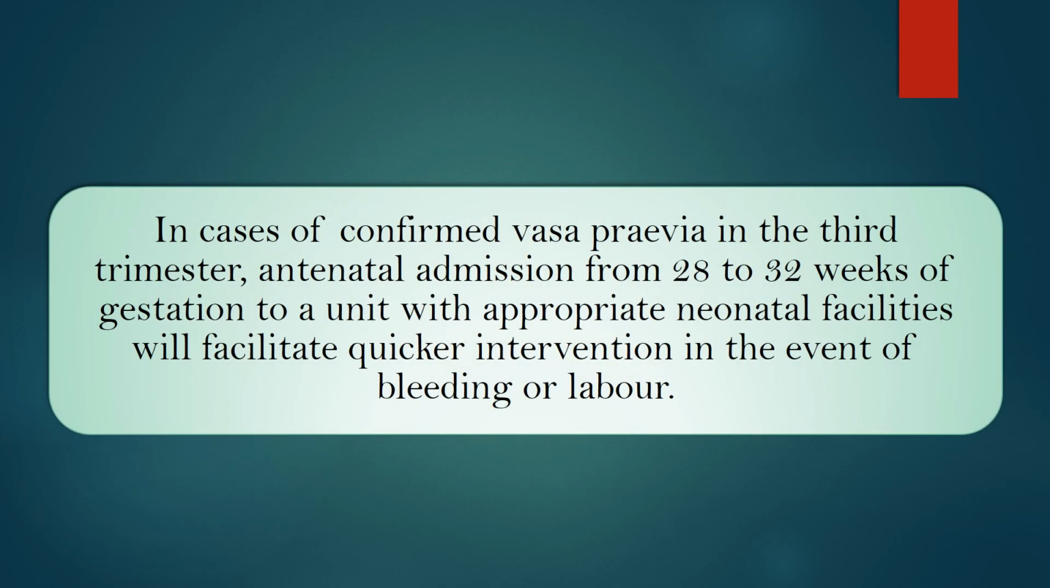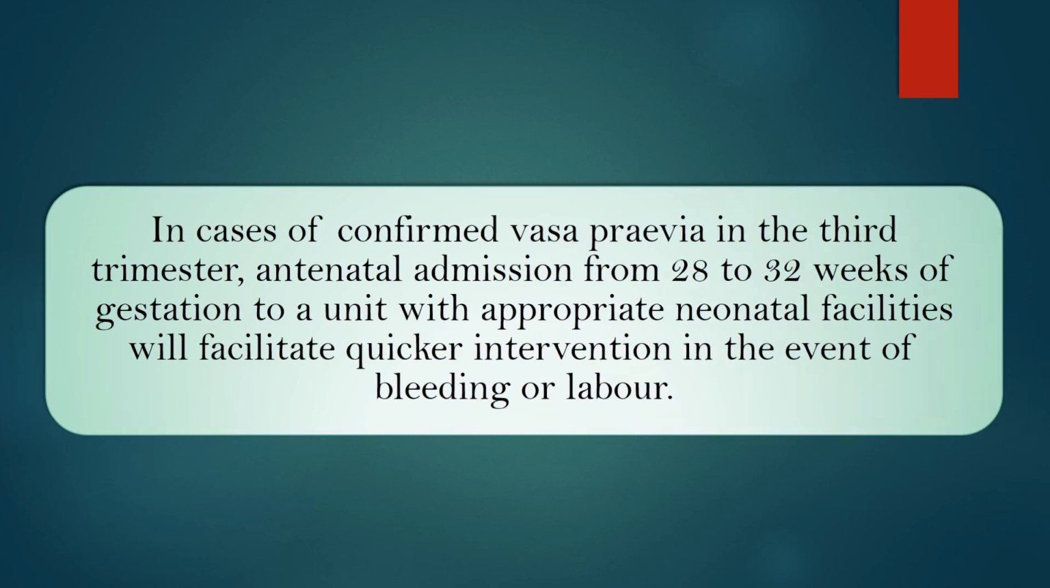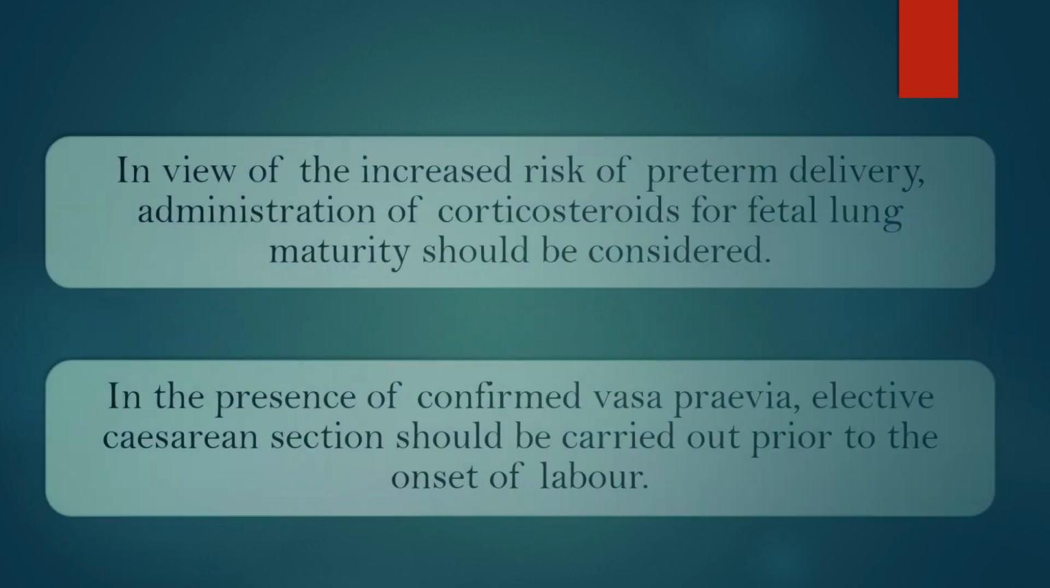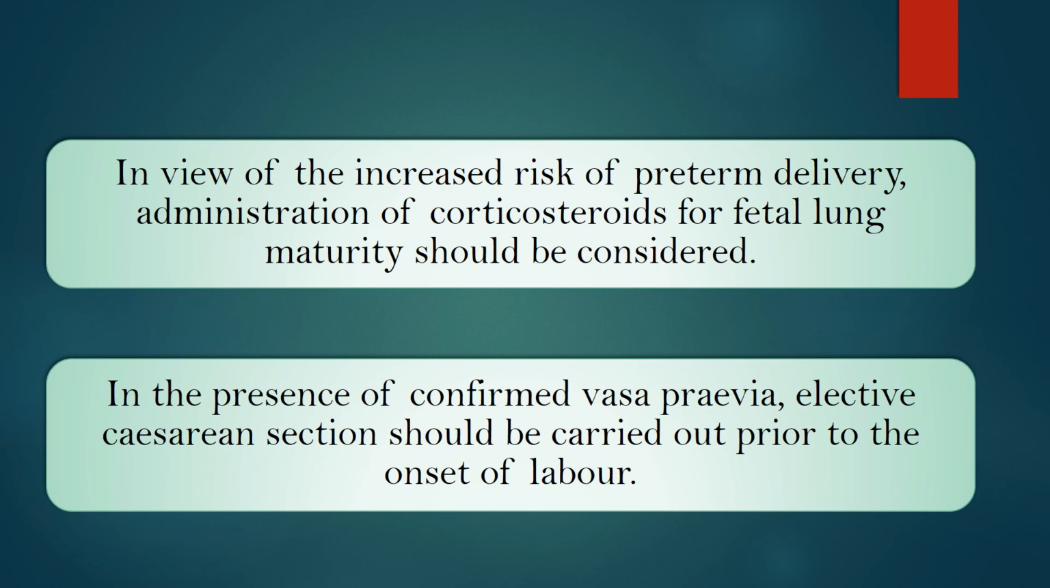In cases of confirmed Vasa Previa in the third trimester, antenatal admission from 28 to 32 weeks of gestation to a unit with appropriate neonatal facilities will facilitate quicker intervention in the event of bleeding or labor. In view of the increased risk of preterm delivery, administration of corticosteroids for fetal lung maturity should be considered.